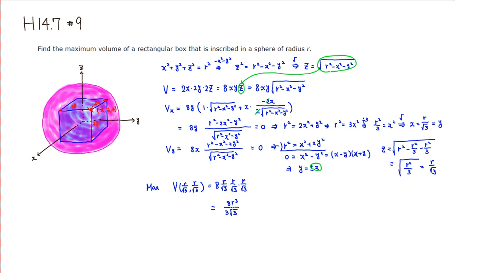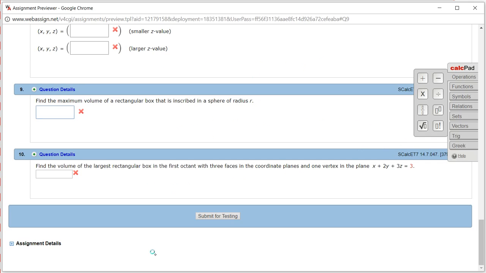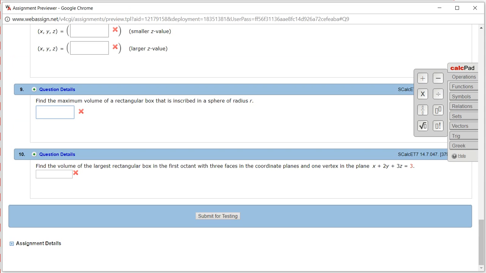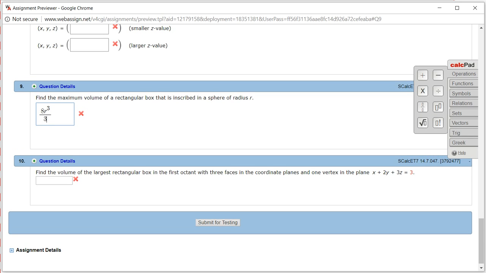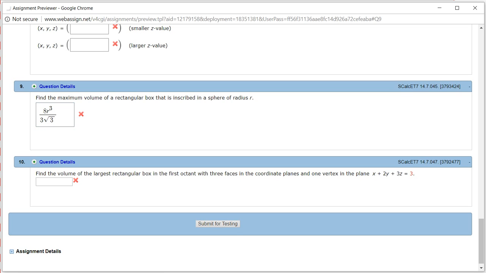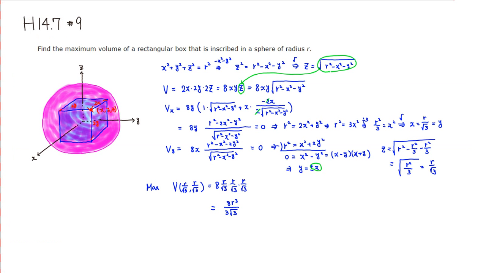So let's type it in. The maximum volume is going to be 8r cubed over 3 square root of 3. So let's check the answer. All right, it came back and looks like we got this one correctly. All right, that's it. I hope that this was clear.